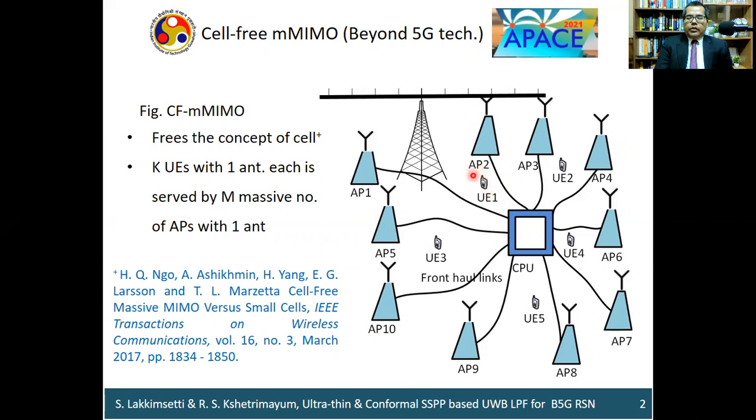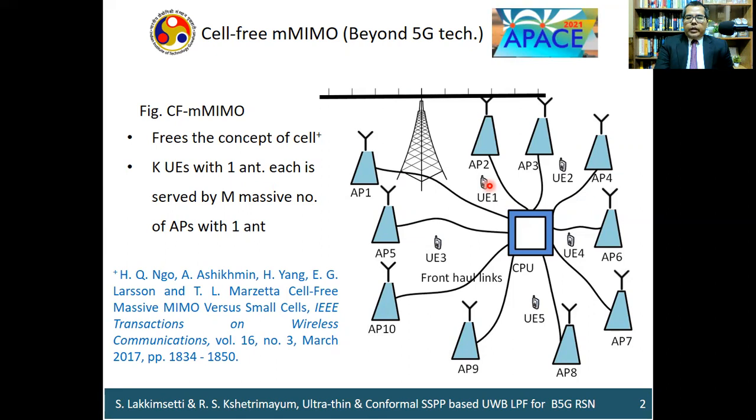So in such a scenario, there's nothing like cells. The concept of cell will be freed. And it's the best situation for the user. The user will always be surrounded by access points. So the idea is you have to have so many access points in a geographical area.